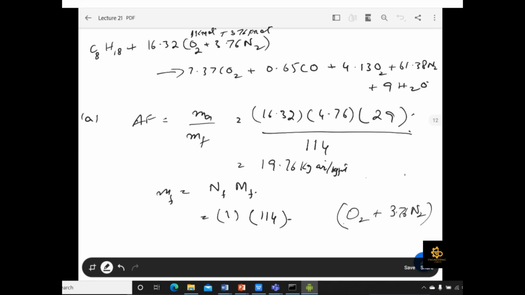Yes, sir. Okay, although air is a combination of many other elements as well, because there are neon and many other gases, for our simplicity, for the combustion analysis process, we just say that it consists of only O2 and N2.